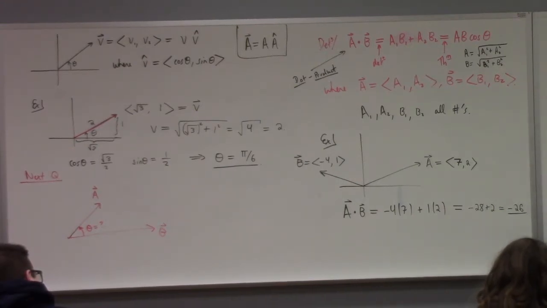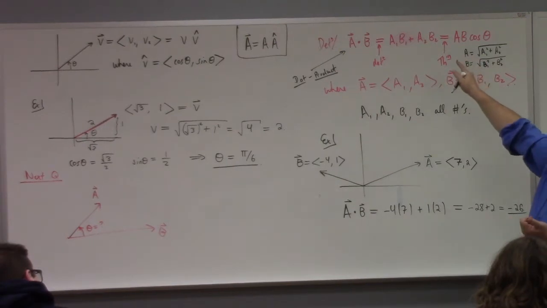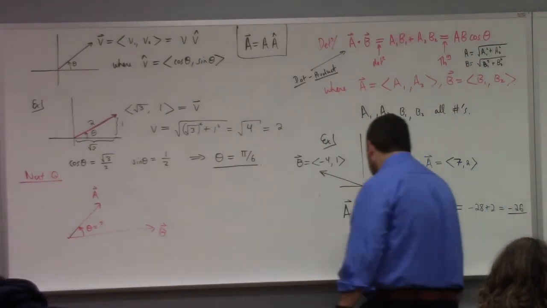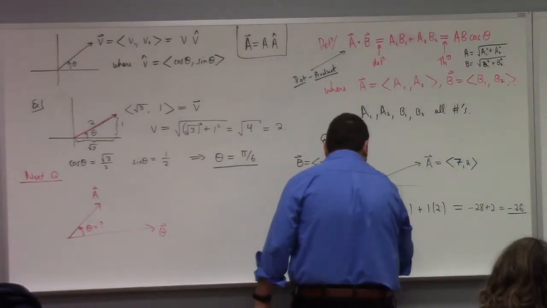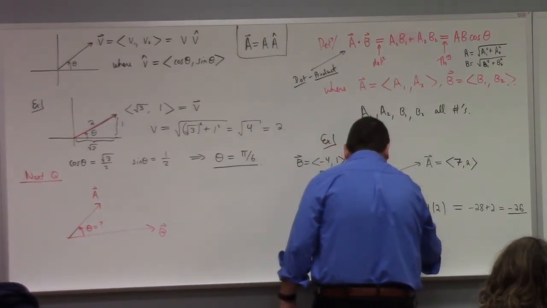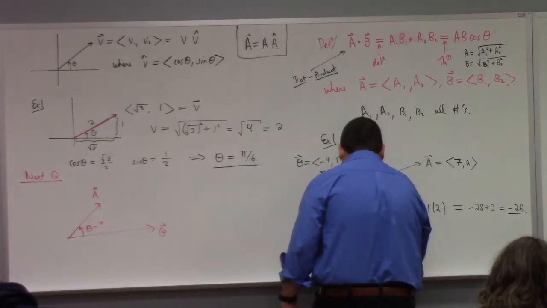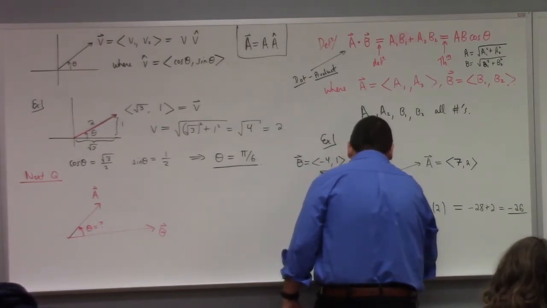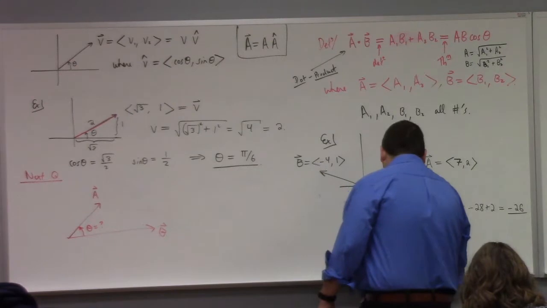And to figure out that angle, if you believe my theorem, what's the magnitude of A here? Square root of 49 plus 4, right? Square root of 53. What's the magnitude of B? Square root of 16 plus 1, square root of 17.